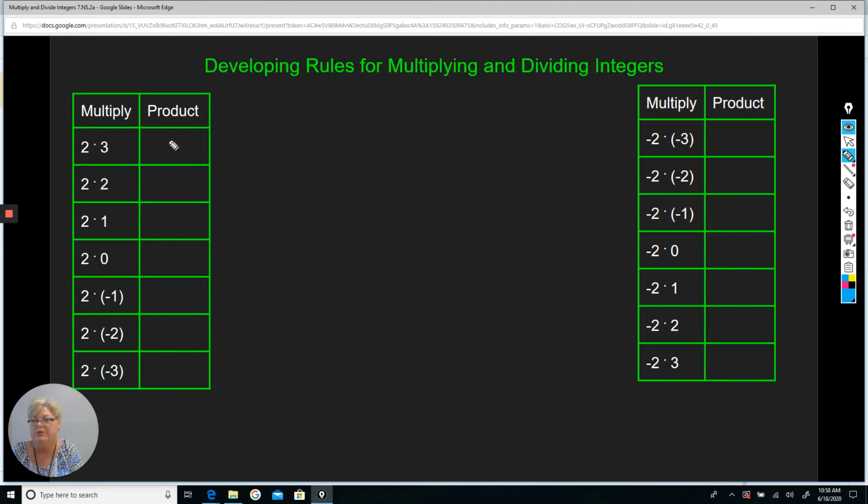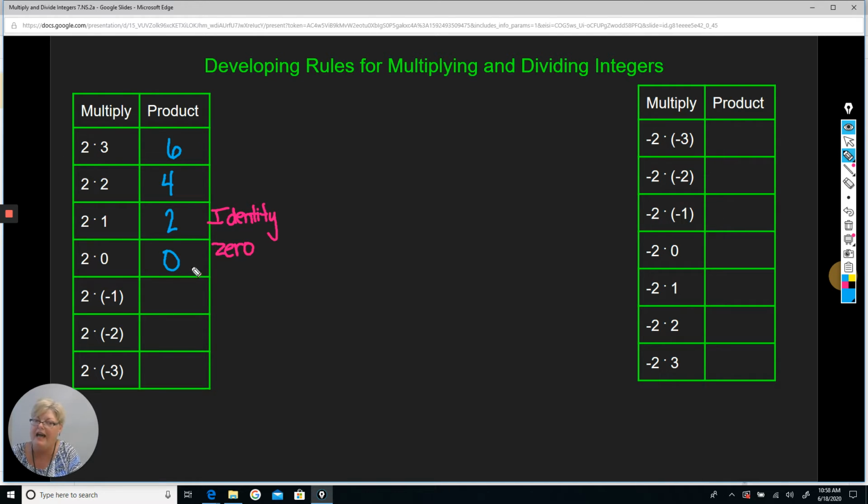You already know that 2 times 3 is 6. You know that 2 times 2 is 4. 2 times 1 is 2. Before we go on, let's talk about 2 times 1. There's a property for that. That property is called the identity property, which means that if you multiply anything times 1, you're going to get that number. Let's go on. 2 times 0 is 0. There's a property there too. That property is the zero property of multiplication. I'm not going to write the whole thing out, but it's the zero property of multiplication.